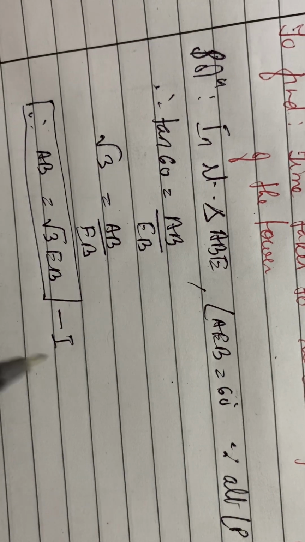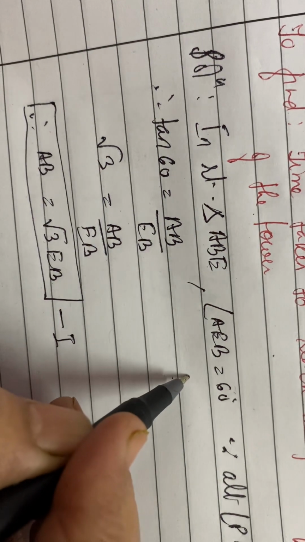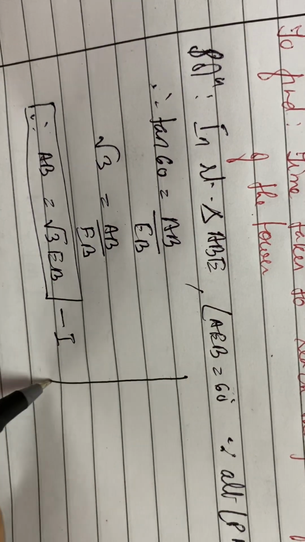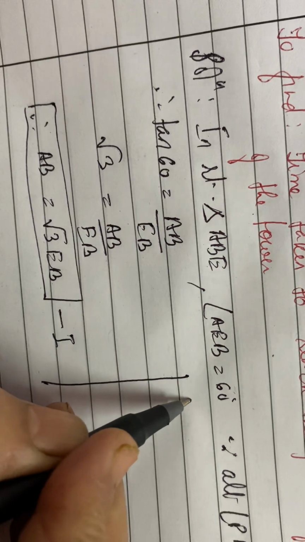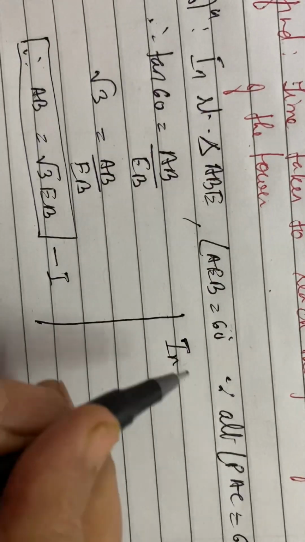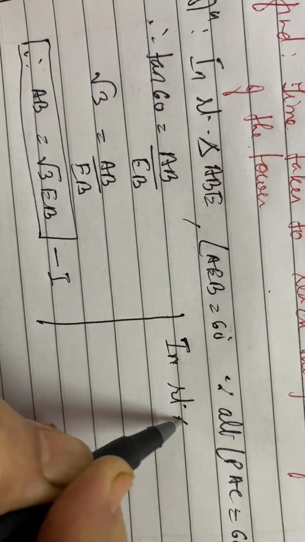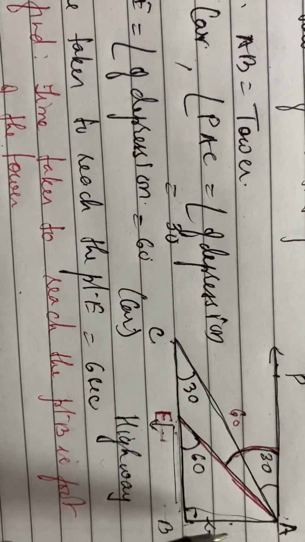Fine. Now we consider second right triangle. In right triangle, now this right triangle we are taking ABC.